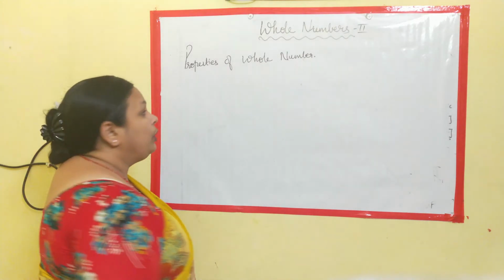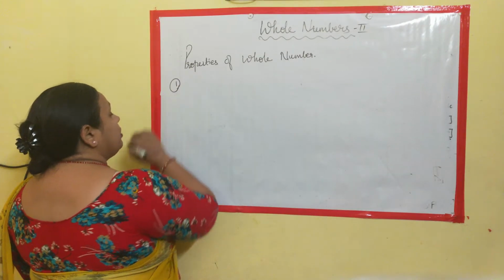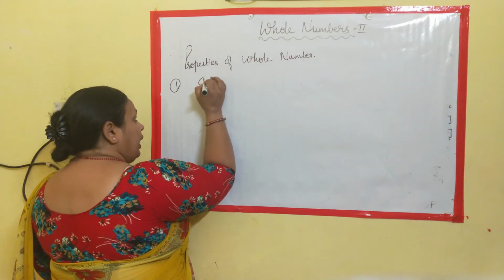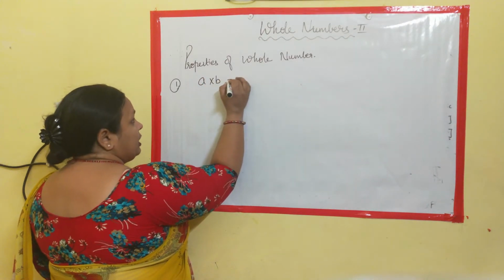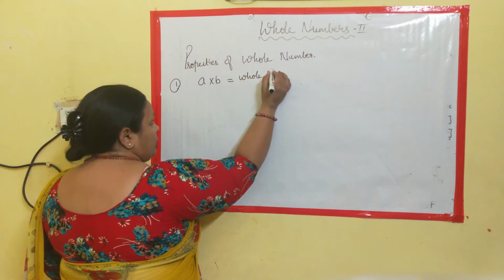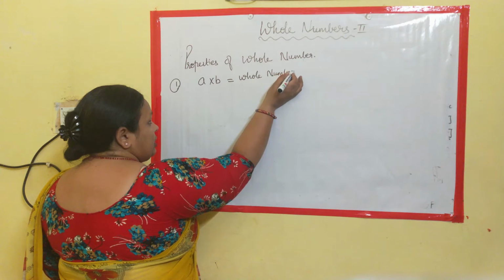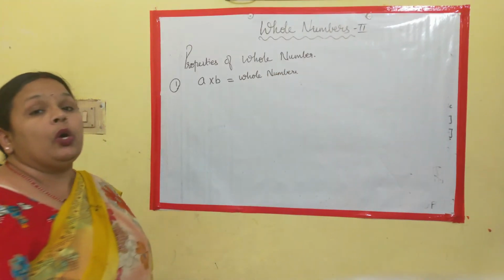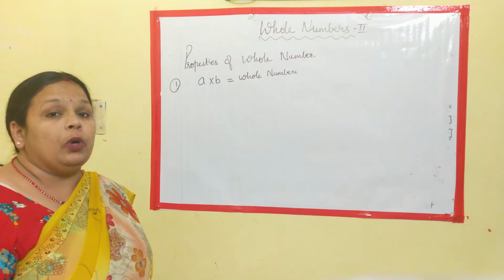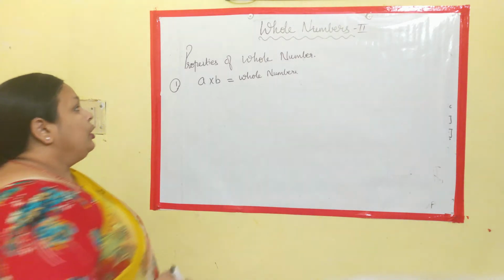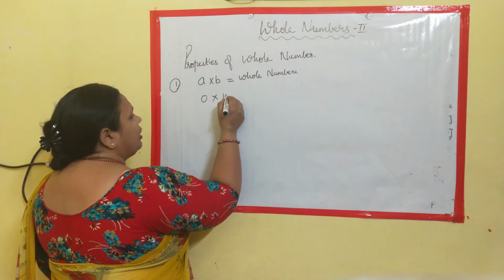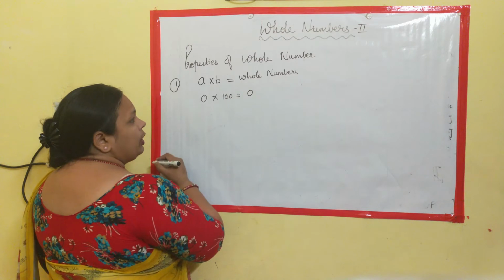Now, the first property is our closure property, where we know that if A and B are two numbers and we multiply, we get a whole number. Now, what is a whole number? As we have discussed, all the counting numbers including 0 formed a new group which was called whole numbers. So even if your A is 0, that is 0 into any number, let it be 100, you are going to get 0.